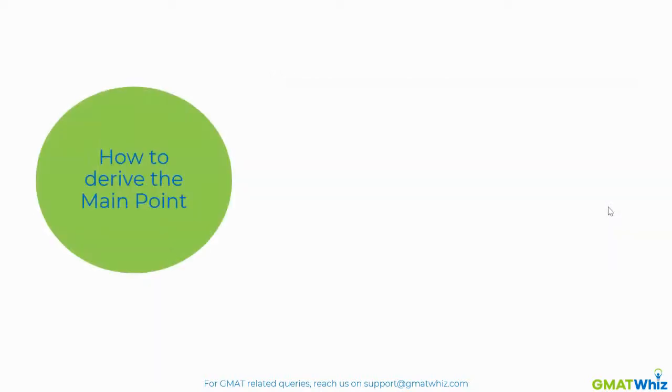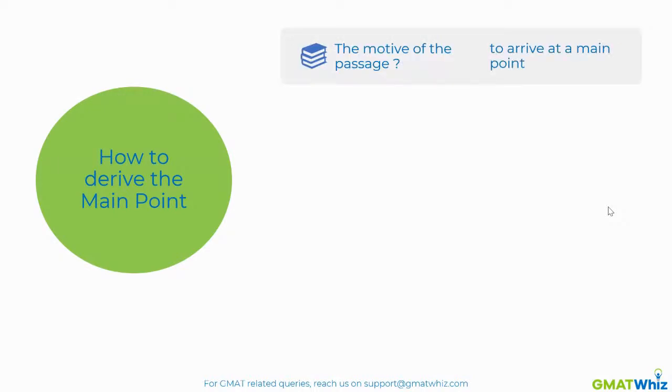And next, we'll quickly look at how to derive this main point. I'm going to demonstrate this process to you in a moment. But broadly speaking, the motive of the passage is to arrive at the main point, right? So, if you were the author, how would you write out the passage? How would you develop the plot so that you could reach that main point?